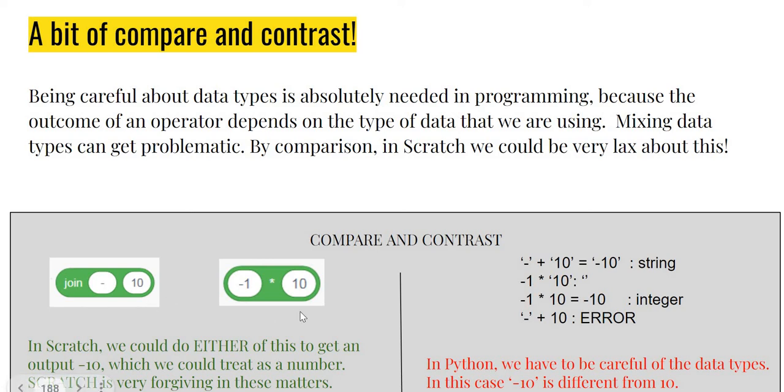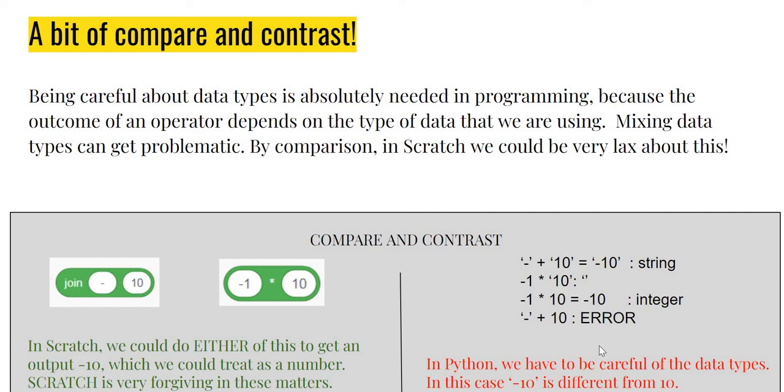But now the story is different. When I'm doing minus and 10, in fact, I am doing this operation. I mean, join minus 10, remember, is like plus of two strings. So I'm doing minus plus another string. So I get minus 10, but this minus 10 is actually a string. On the other hand, if I want to do this, I am basically doing integer multiplied by integer. I end up with an integer, and now this will be treated as a number. Remember, a string will not be treated like a mathematical number. The interpreter will see this as a sequence of 3 characters, whereas this is a number. And of course, the other two conditions will result in an error.